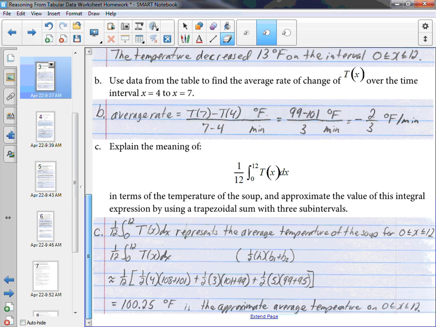Explain the meaning of 1/12 times the integral from 0 to 12 of T of x dx in terms of the temperature of the soup, and approximate the value of this integral expression by using a trapezoidal sum with 3 subintervals. Stop. Explain the meaning.